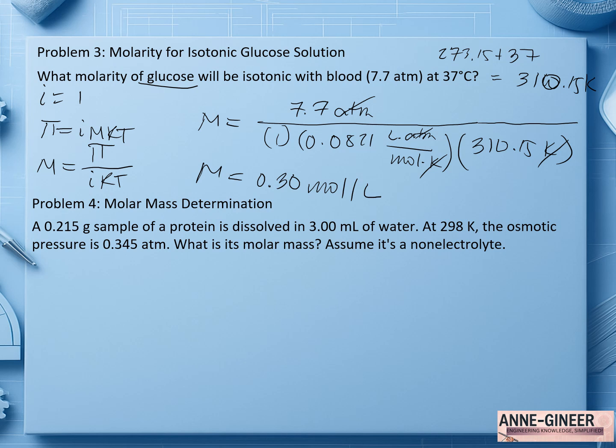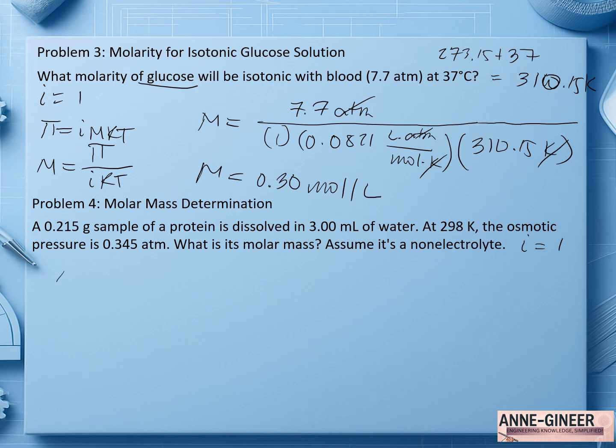Next problem: a 0.215 gram protein is dissolved in 3.00 ml solution. At 298 Kelvin, the osmotic pressure is 0.345 atm. What is its molar mass? Assume it's a non-electrolyte. For a non-electrolyte, we already have the Van 't Hoff factor, which is equal to 1.